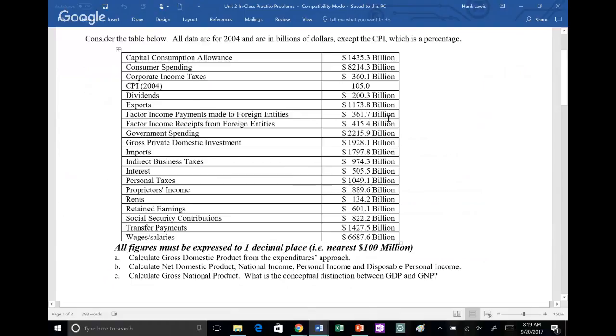Notice everything in this table, with the exception of the Consumer Price Index or CPI, is stated in billions of US dollars to the nearest single decimal place. In other words, nearest $100 million. Quick comment about formatting. Never drop your formatting when you work these formulas. It has to always be in the same format the data is provided.